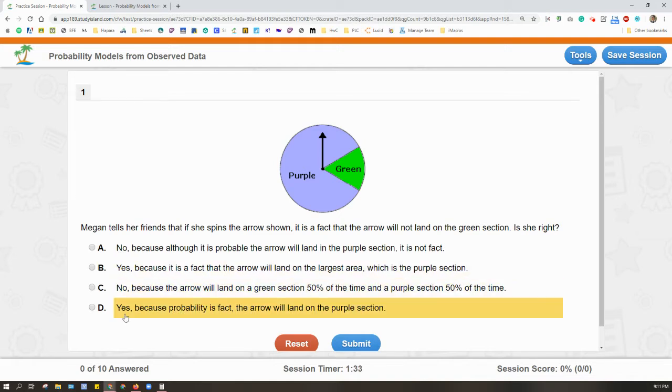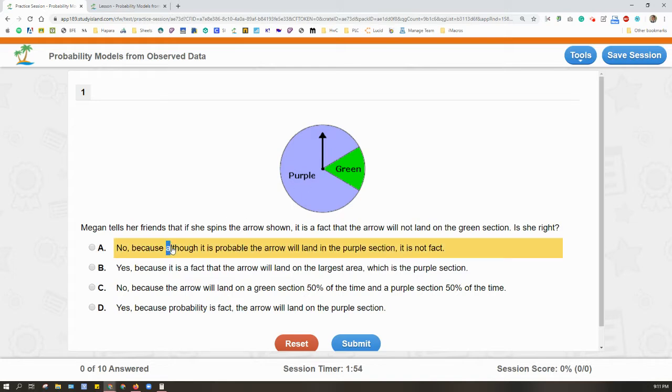So clearly B and D are wrong answers, because Megan's wrong. It's not a fact that it's going to land on the purple section. It just probably will. So B and D are wrong. C is also wrong because it's not a 50% chance that it'll land on green and a 50% chance it'll land on purple. There's a much larger chance that it will land on purple. It's just not absolutely going to land on purple. So A is the right answer. It is probable the arrow will land on the purple section, but it's not absolutely going to. It's not a fact that it will.